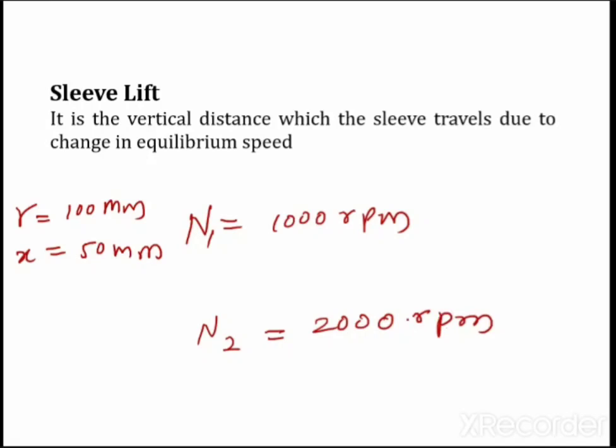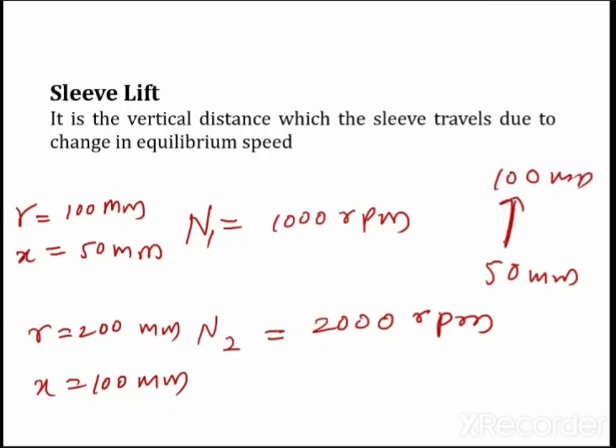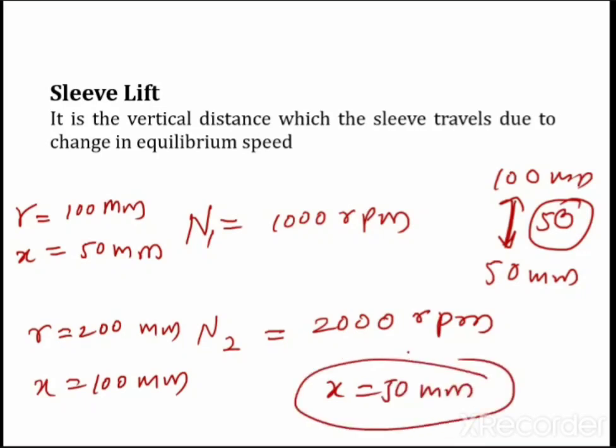Right, next equilibrium speed is 2000 rpm. So in this case, let us say R is equal to 200 mm and X is equal to 100 mm, just for your understanding. Then what is the sleeve lift? It is the vertical distance which the sleeve travels due to the change in the equilibrium. The sleeve travels from 50 mm to 100 mm. So 100 minus 50, x is equal to 50 mm. So sleeve lift is nothing but 50 mm. This is called the sleeve lift.